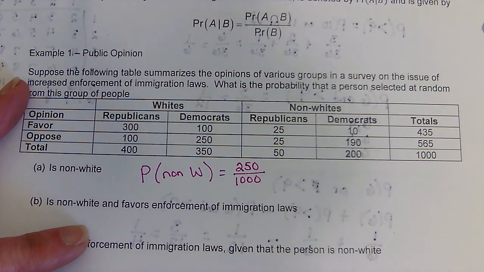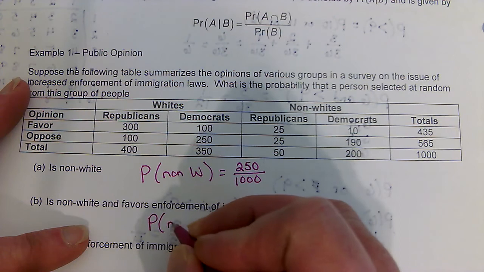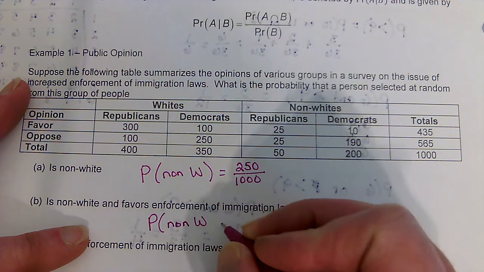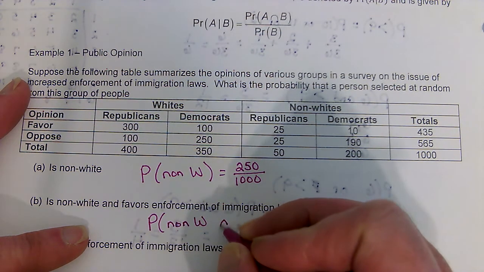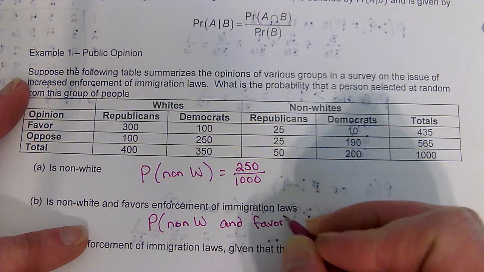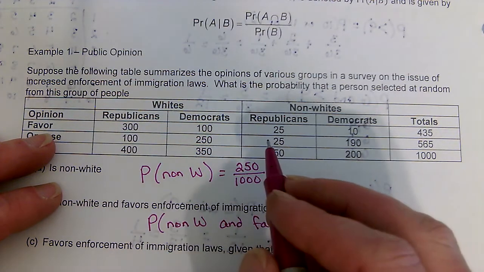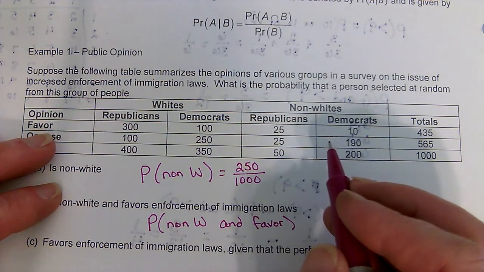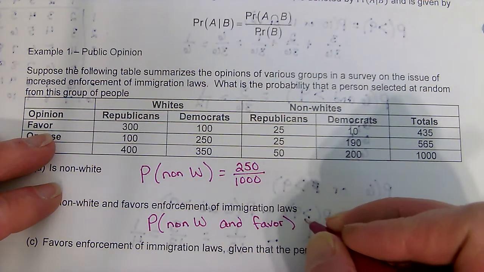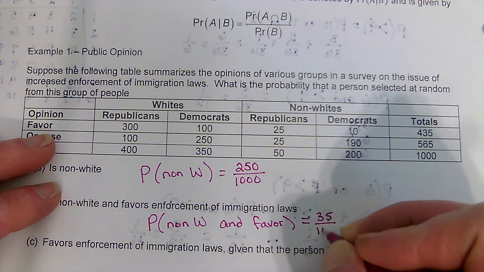Then what's the probability that somebody is non-white and favors the enforcement of immigration laws? So probability of non-white and favors. Okay, so how many people are in that group? So we're going to look at the favored row, and that would be 25 plus 10. That's 35 out of the 1,000.